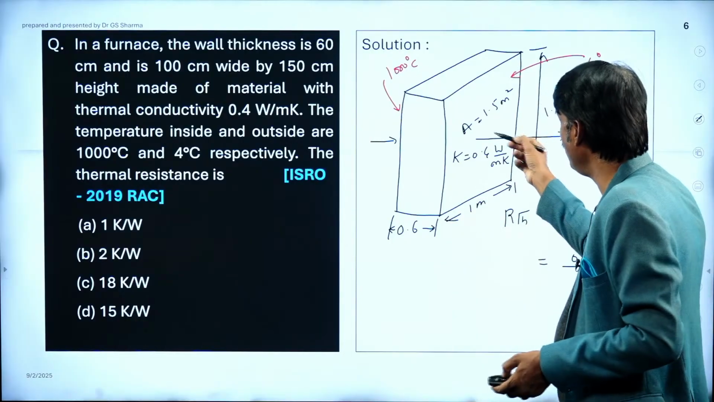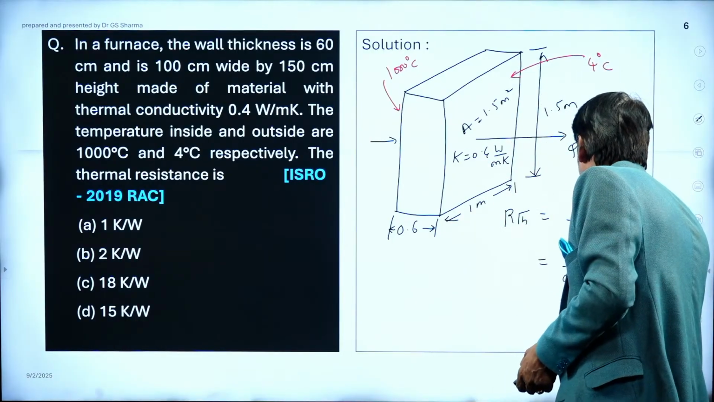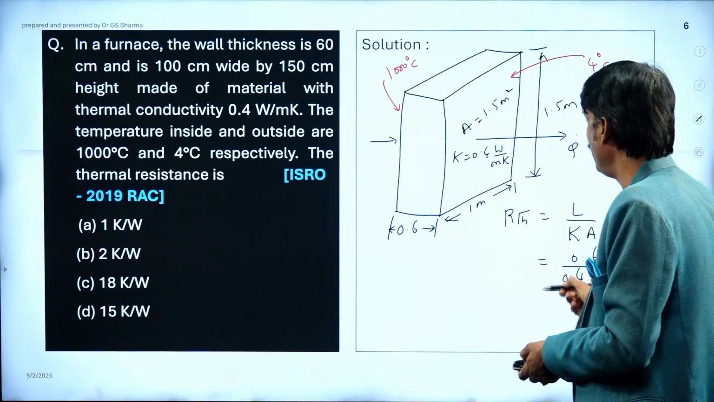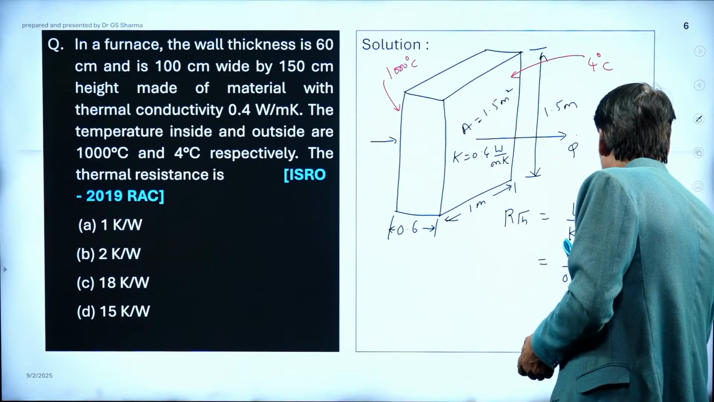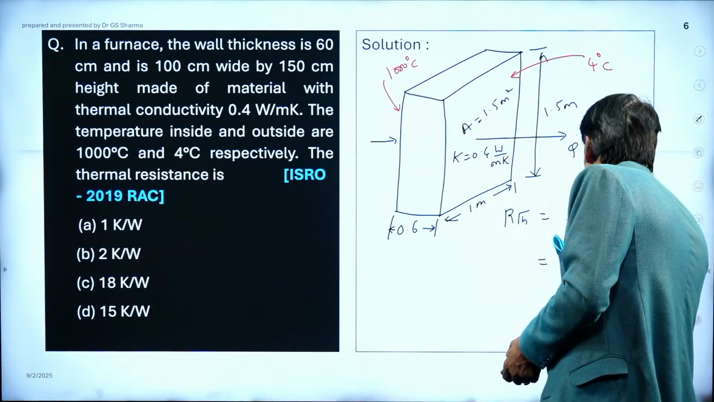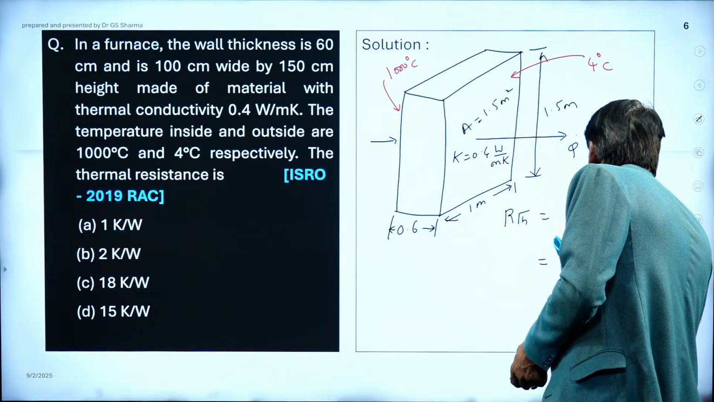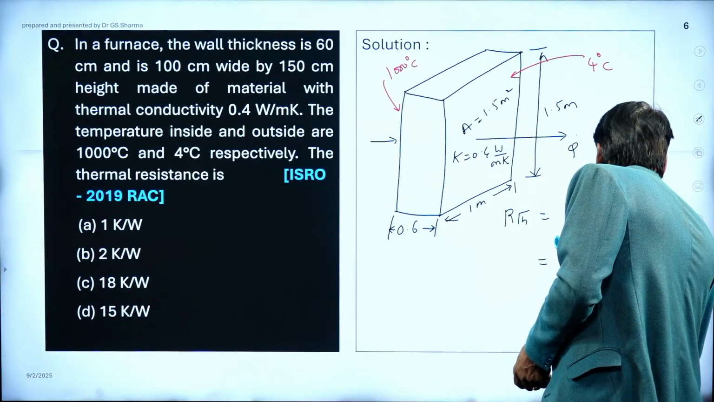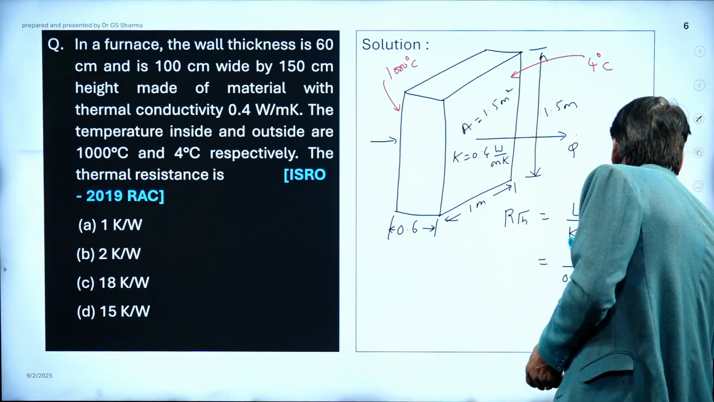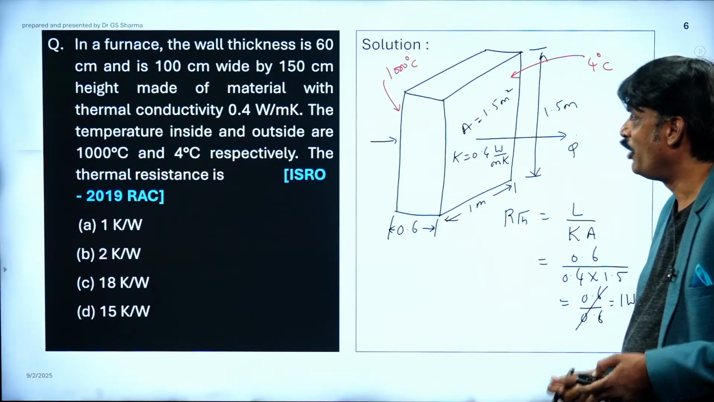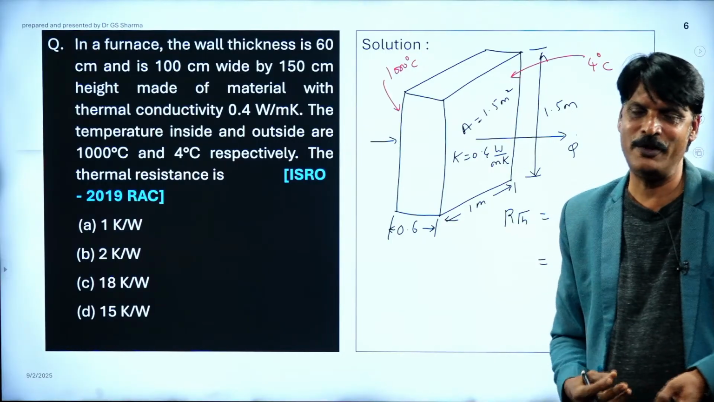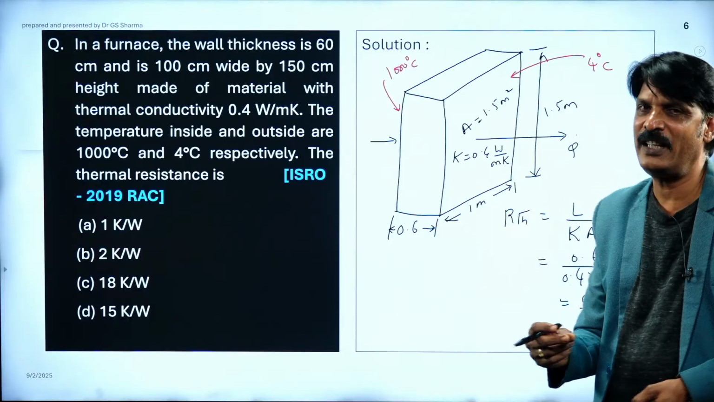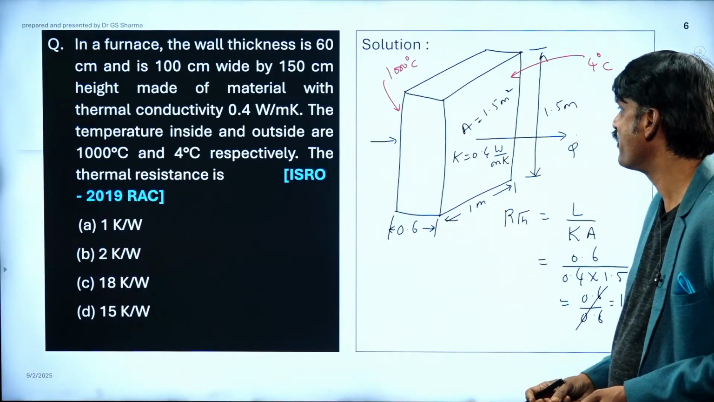Thermal conductivity is given as 0.4, and its area is given as 1.5. 15 fours is 60, so this comes out to be 0.6 by 0.6, 1 watt per meter Kelvin. If you observe, you read the comprehensive passage, but finally they are asking you a simple thing like thermal resistance.